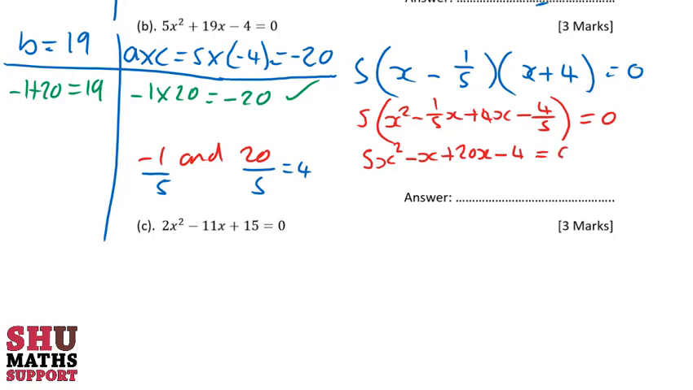Then simplify this a little bit, we have 5x squared plus 19x minus 4 is equal to 0, which is what we started with, so we know our factorisation is correct. And then we just need to state what the two values of x are that make this equation valid. So in the first bracket we have x minus 1 over 5, so we want x equals 1 over 5. And in the second bracket we have x plus 4, so we want x is equal to minus 4. So this means we have x is equal to 1 over 5 or x is equal to minus 4.